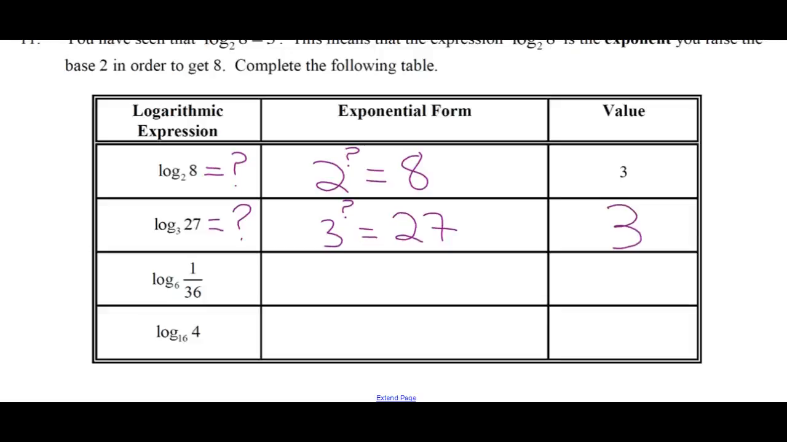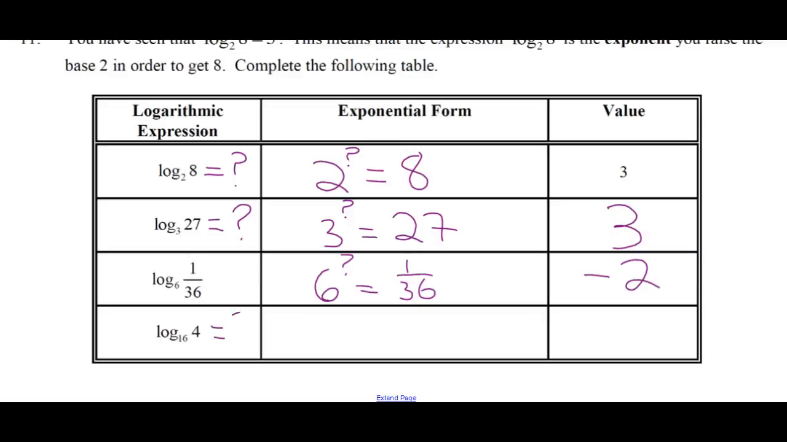This says, what's my base for this guy? 6. So this says 6 to some exponent is equal to 1 over 36. What's that exponent? Negative 2, right? This is 1 over 6 squared, which is 6 to the negative 2. So 6 to the negative 2 is equal to 1 over 36.